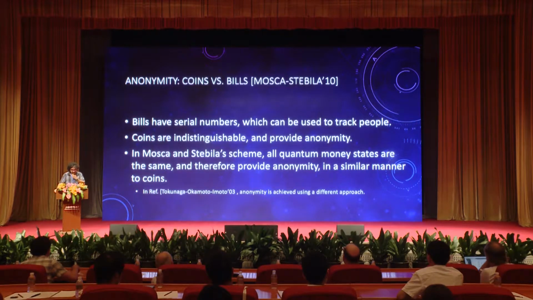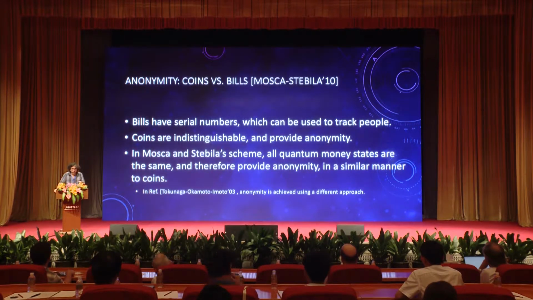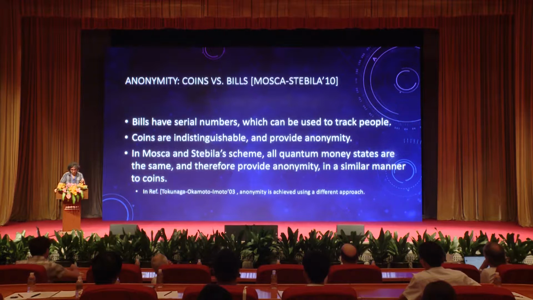What's the difference between bills and coins? Bills have serial numbers, and these serial numbers can be used to track people, and indeed it is used to track people in some cases. We can discuss whether it's a good thing or a bad thing, but it does happen. The nice property about coins is that they are indistinguishable from each other, and therefore provide this anonymity.